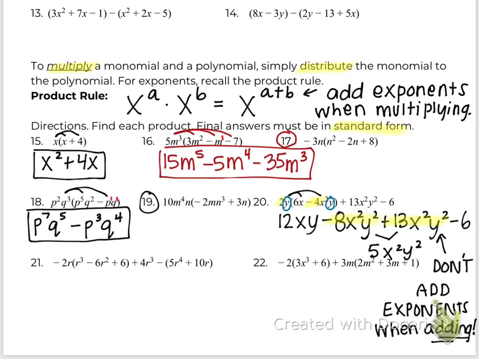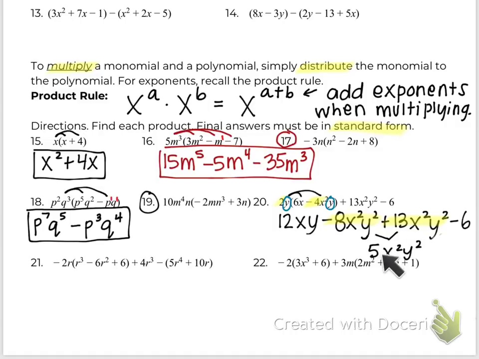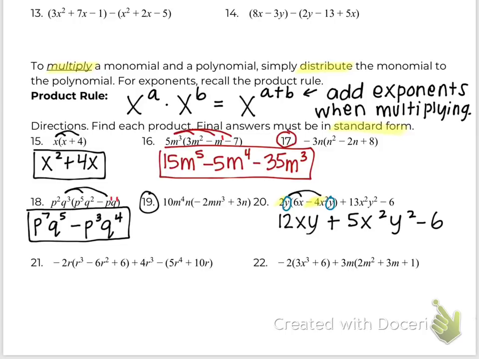Okay, you don't add exponents when you're adding like this. When you're saying negative 8 plus 13, that's a 5, and you don't add these exponents. You just keep them the same. All these exponents tell you is that these two are like terms, so we can combine the coefficients in front. Negative 8 and 13 is 5, but we're going to keep this the same. So all I did here was replace this whole middle term with 5x squared, y squared. I kept the negative 6 and the 12xy the same.